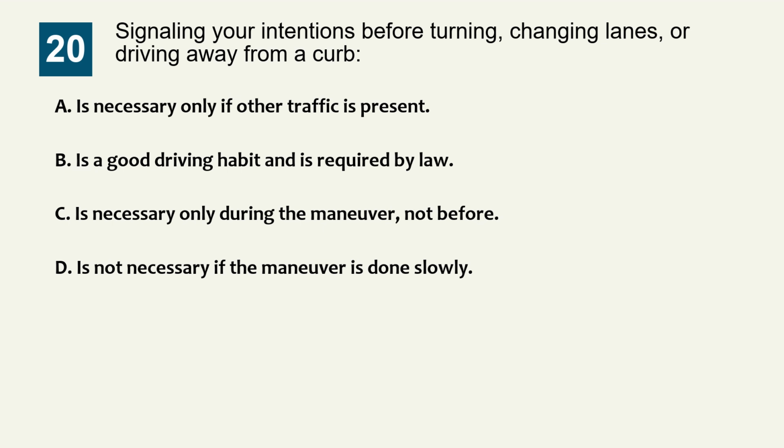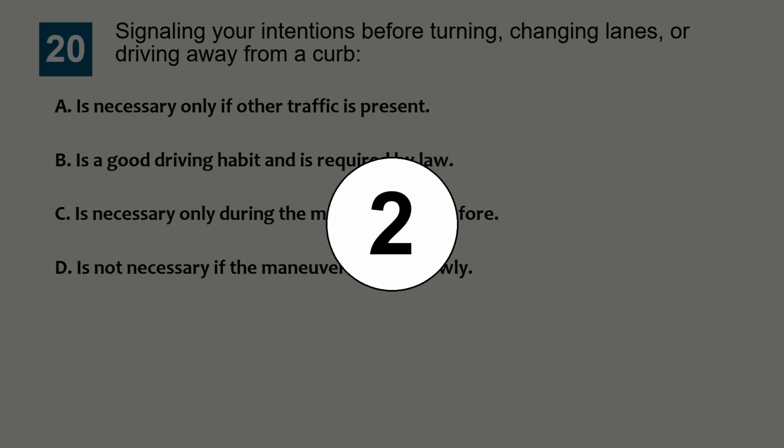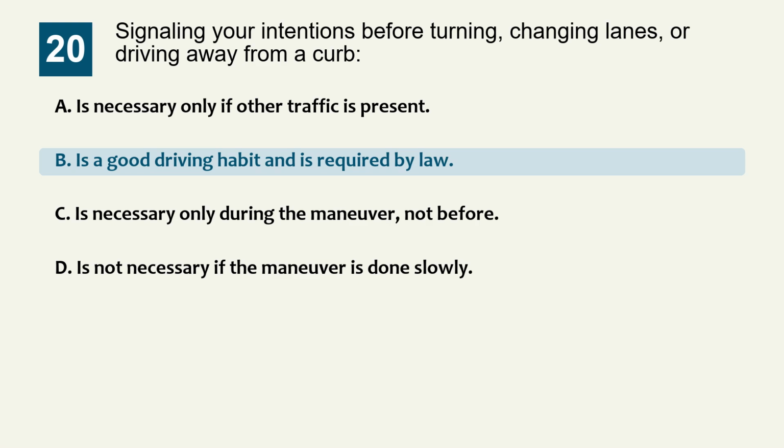Question 20. Signaling your intentions before turning, changing lanes, or driving away from a curb. Option A. Is necessary only if other traffic is present. Option B. Is a good driving habit and is required by law. Option C. Is necessary only during the maneuver, not before. Option D. Is not necessary if the maneuver is done slowly. The correct answer is option B. Is a good driving habit and is required by law.